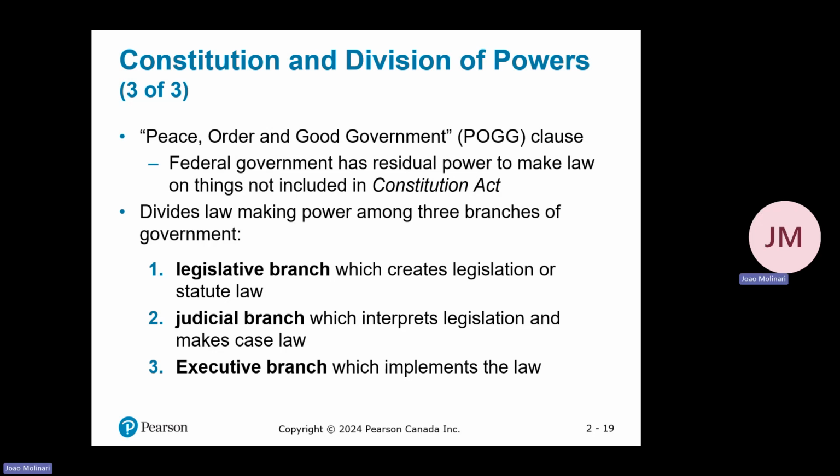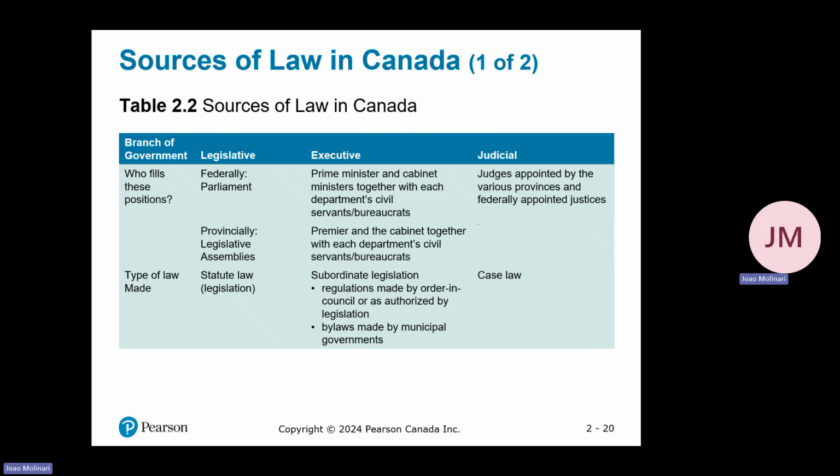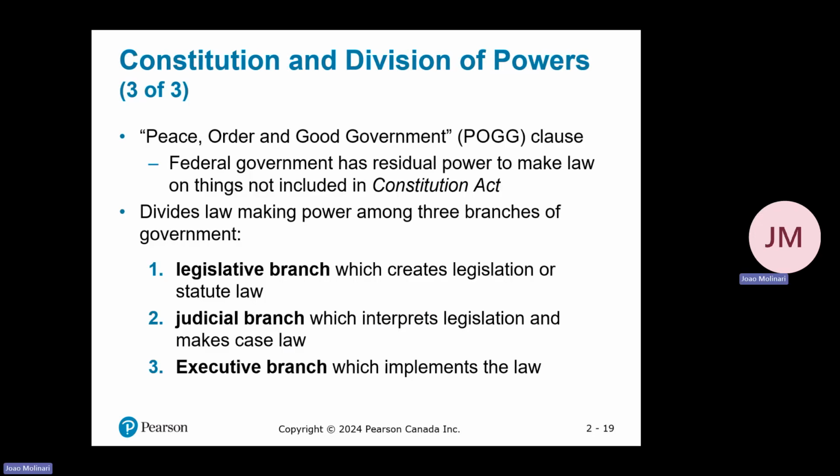We have the judicial branch. What is the judicial branch? They are the courts. The courts are the judicial branch. What kind of law do they make? Case law, decisions, because some of their decisions become precedent.